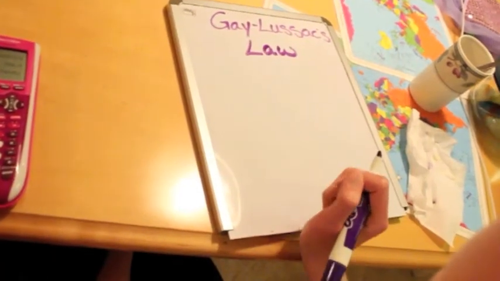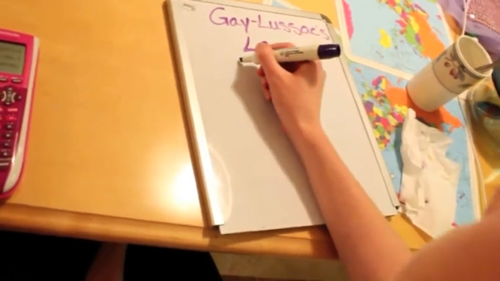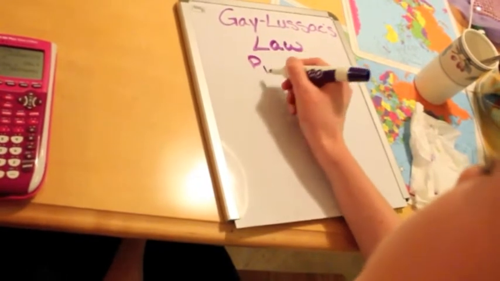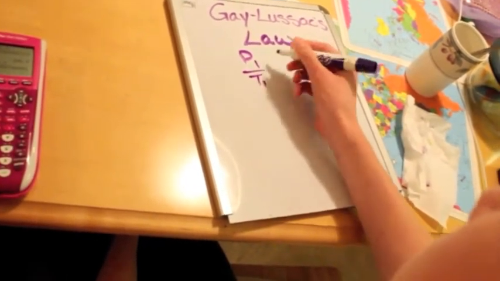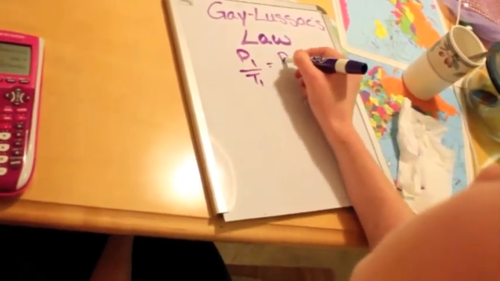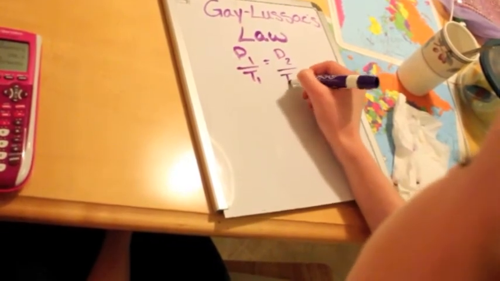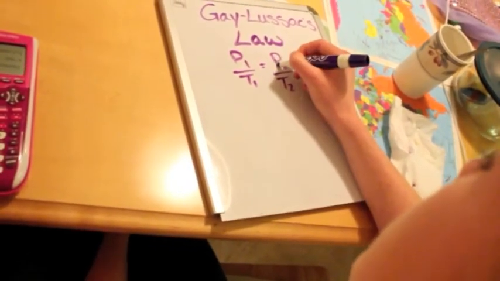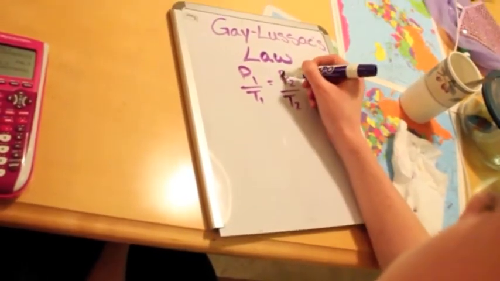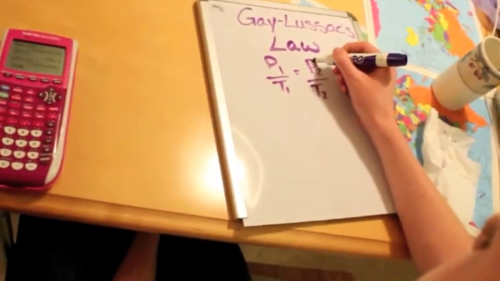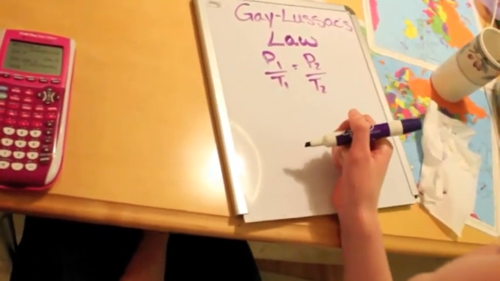So, Amelia, can you explain mathematically what happened in the egg experiment? Well, Sarah, the experiment that we did with the egg can be measured through the equation of pressure 1 over temperature 1 is equal to pressure 2 over temperature 2. Because pressure and temperature are directly related to each other. So as one decreases, the other decreases. As one increases, the other increases.